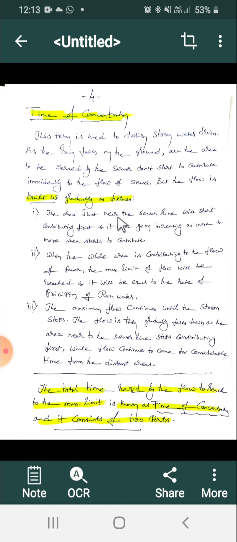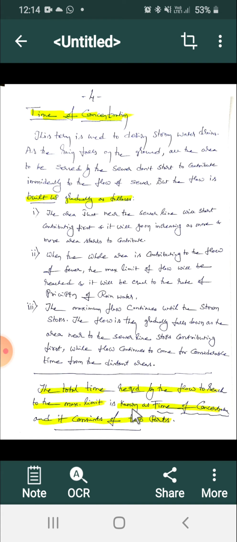Suppose you are planning to go to a movie. You get dressed and prepare, then start your journey from your house. How much time will it take to reach the theater? That is the entry time. After sitting there for the 3-hour movie, that is the flow. Like this, you have to add T1 and T2 to get the total time of concentration.